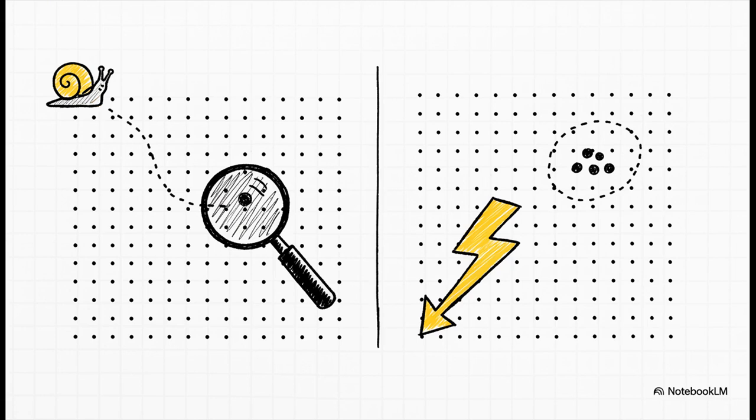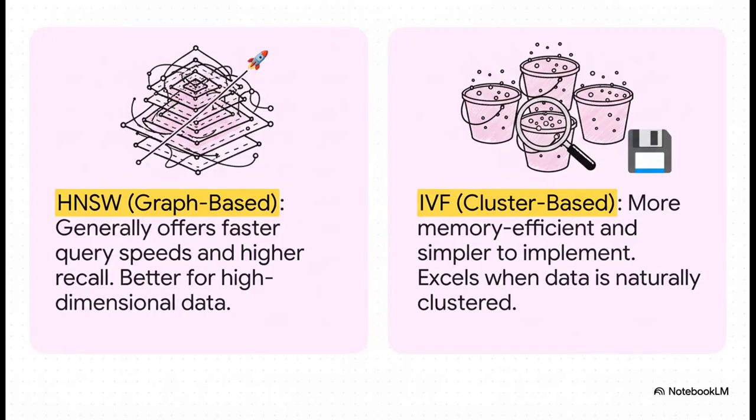So instead, these systems use a really clever shortcut called approximate nearest neighbor search, or ANN. The keyword here is approximate. The goal isn't perfection. It's about being really, really good at finding the closest matches, but doing it almost instantly. Now, there are two main flavors of this, and this slide lays them out. On one side, you've got HNSW. Think of this like a super efficient multi-level highway system for your ideas with express lanes and local roads.